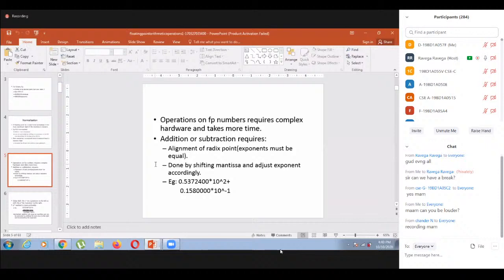Next one is arithmetic operations. You can perform arithmetic operations on floating point numbers.